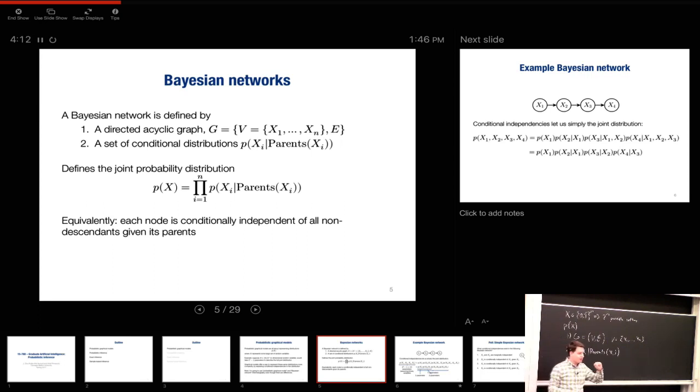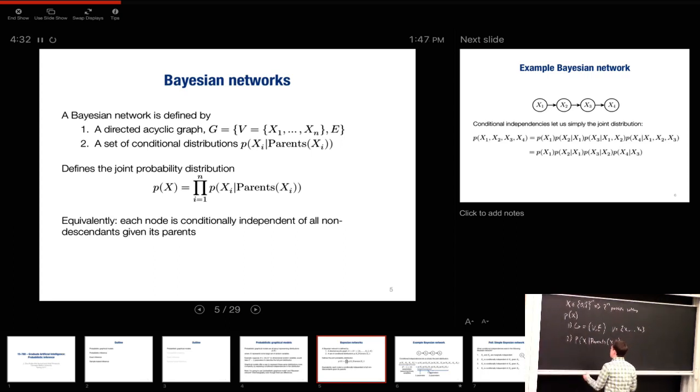And really, while I think it's important to know the generic definition, I'm going to transition pretty quickly into a slightly different form called a generative model, which I think gives a little more intuitive understanding about what these things look like in practice. And actually, these two things define the joint distribution over all x as equal to the product from i equals 1 to n of probability of xi given the parents of xi.